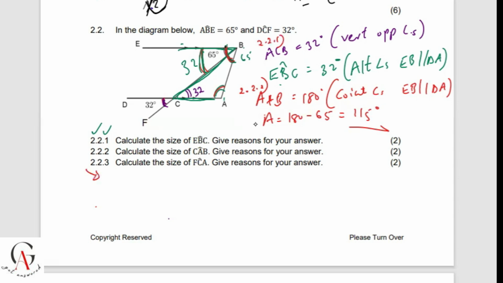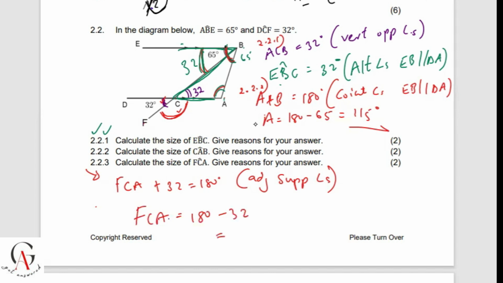And then 2.2.3, calculate the size of FCA. FCA, this outside angle here. So for the outside, I can look at this 32 and this one and say that FCA plus the 32 must give me 180. Those are angles on a straight line or angles on a line. Or alternatively, what we normally say is these are adjacent supplementary angles. Okay, this is so perfect. That angles that are next to each other must add up to 180. Then FCA is going to be 180 minus 32, which is 148 degrees. So that's how we get 2.2 done.